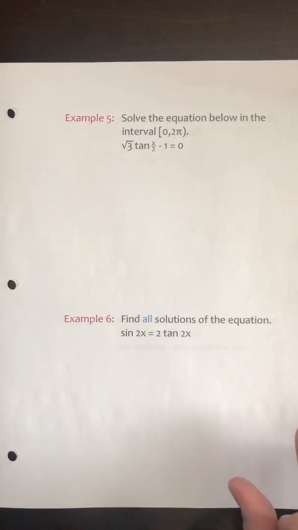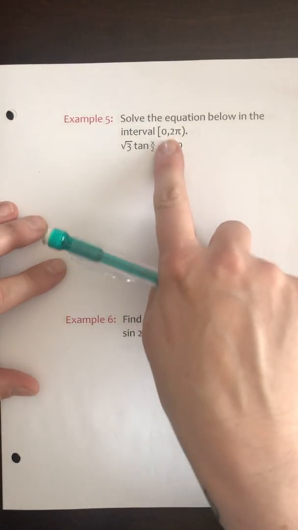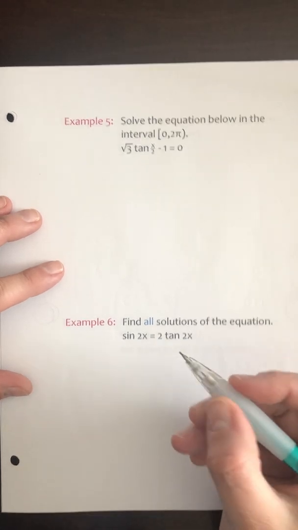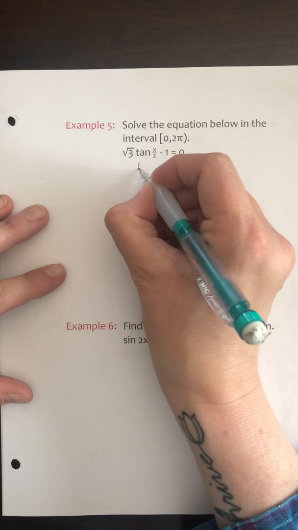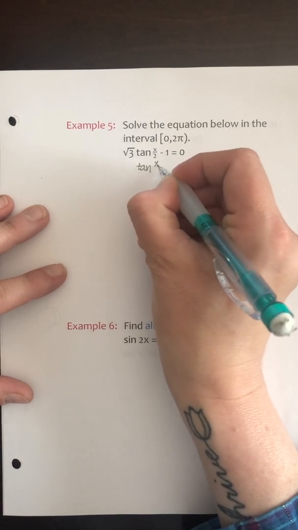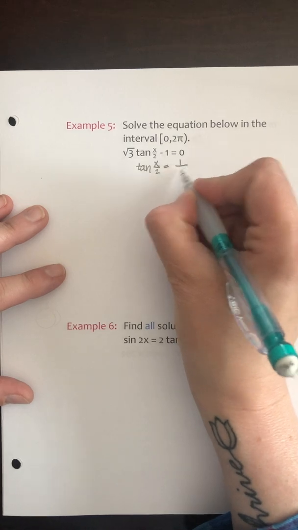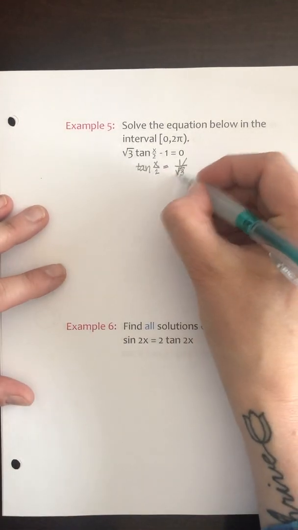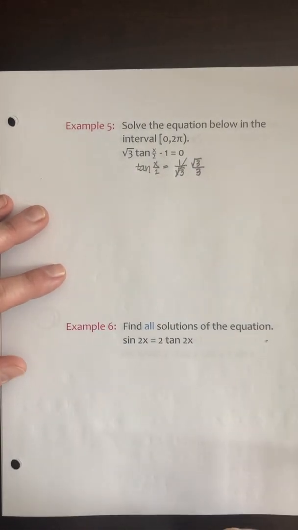All right, let's take a look at the next one. So again, the directions are the same. We have a very specific domain. First thing I'm going to do is try to get tangent of x over 2 by itself. How do I do that? I'm going to add 1, and then I'm going to divide by the square root of 3, and that gives me 1 over the square root of 3, which if you want, let's rationalize that. Let's turn that into the square root of 3 over 3.